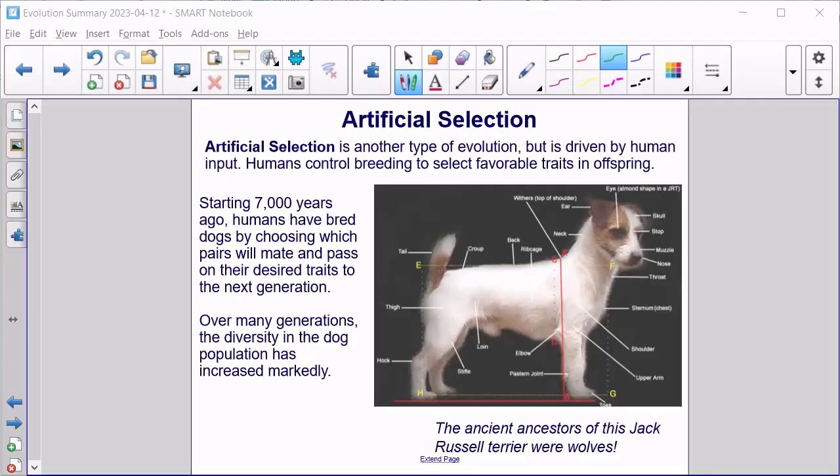Artificial selection. Artificial selection is another type of evolution, but is driven by human input. Humans control breeding to select favorable traits in offspring. Starting 7,000 years ago, humans have bred dogs by choosing which pairs will mate and pass on their desired traits to the next generation. Over many generations, the diversity in the dog population has increased markedly. In the case of the image shown, the ancient ancestors of this Jack Russell Terrier were wolves.